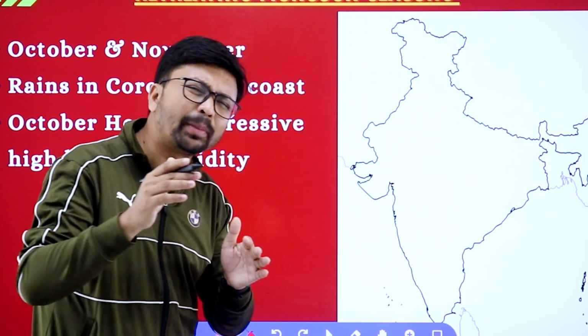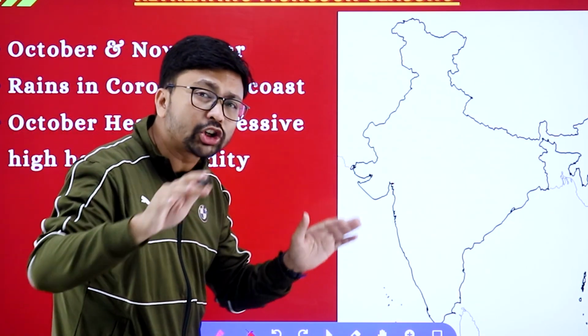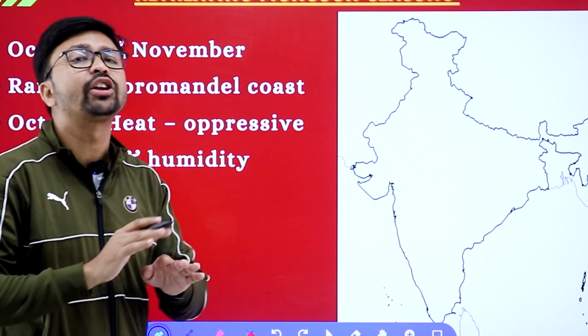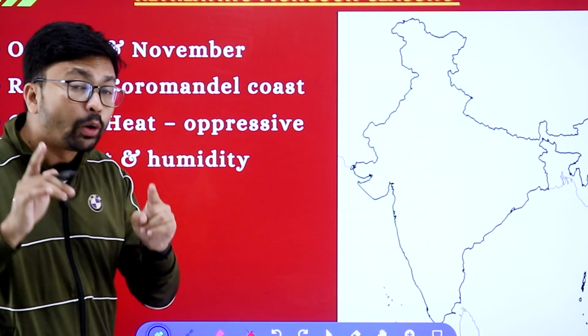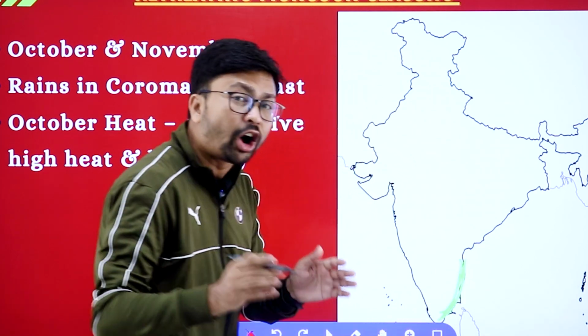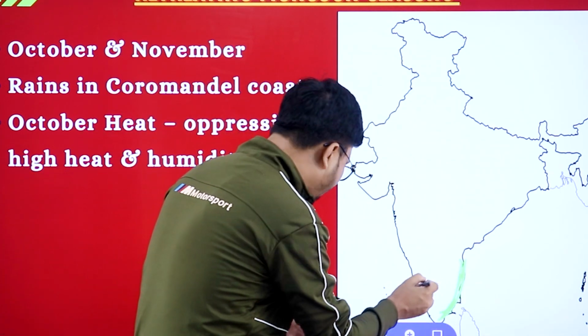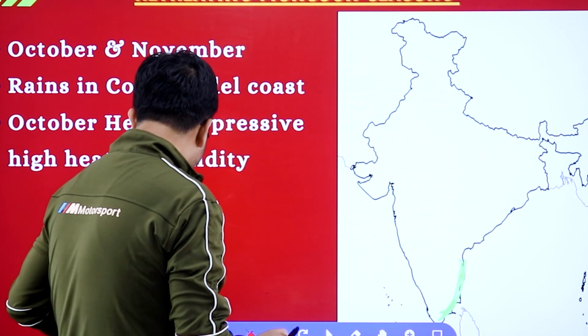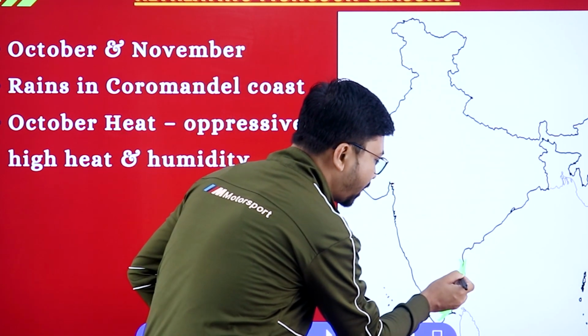So here you need to remember one more important thing. Most of the part of India will get no rain during this time, except one place, that is the Coromandel coast. Here is the Coromandel coastal plains or Tamil Nadu or Chennai. Chennai is the city. So here they will get rain in this particular place.